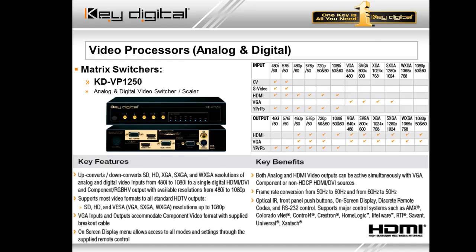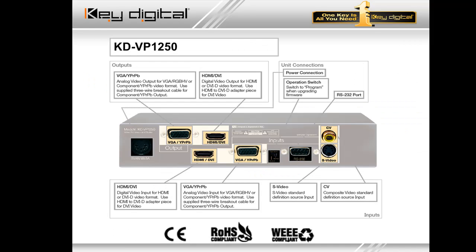But you can see 480p all the way up to 1080p. That includes your HD resolutions as well as your VESA computer type resolutions. A closer look at the back of the VP1250, you can see that HDMI output on the top there, right beside the VGA or component output that we would have utilized to integrate with an analog matrixing system. Now we're going to be utilizing that HDMI output port.